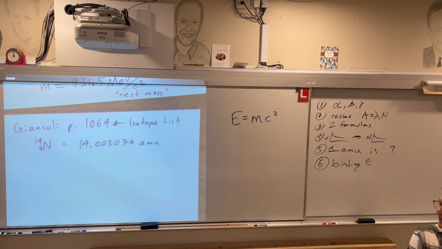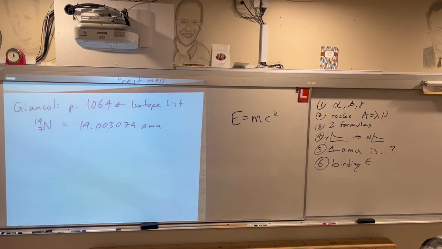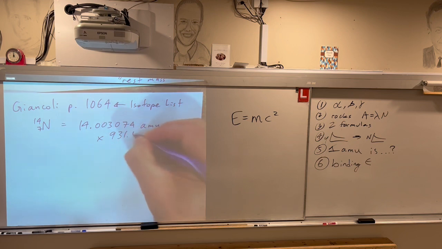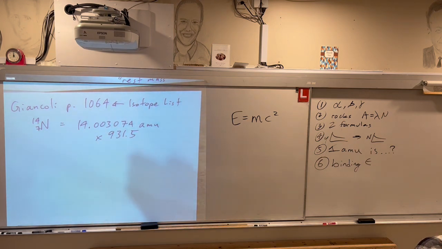Okay, so tell me the energy in a nucleus of nitrogen 14. So just times that by 931.5. That's the mega electron volts per AMU, and we'll get the mega electron volts per nucleus. And then to convert it into joules, you times it by 1.6 to the negative 19. That's right.